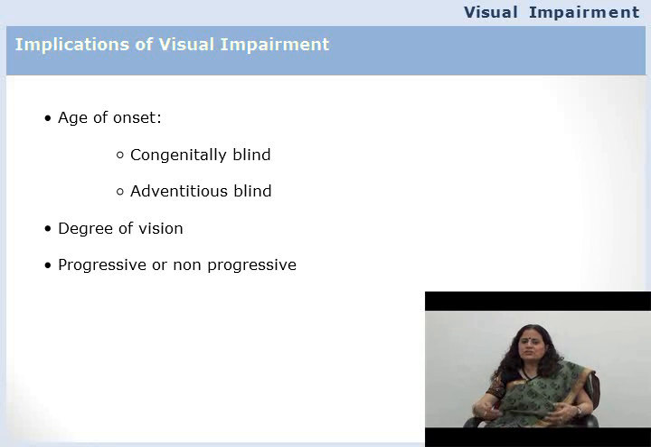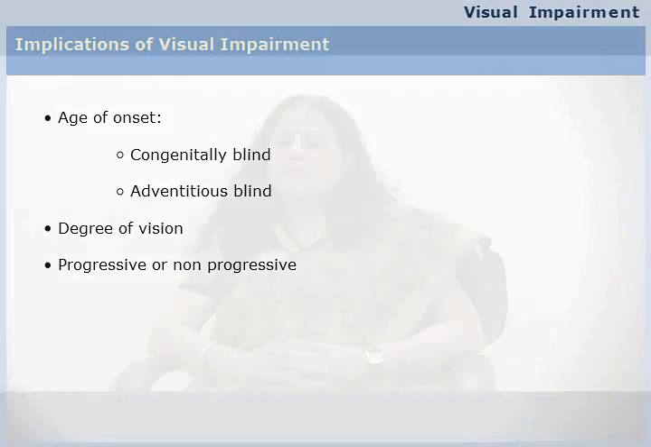For example, I'm a teacher with students in front of me and I'm a totally blind person. The students would quietly walk out of the class and I wouldn't even get to know about it. There are different factors which affect the implications of blindness. For example, a person who is congenitally blind, that means born with blindness, will have some implications, and a person who acquires blindness later in life, who is called adventitiously blind, will have different implications. A person who's born with blindness would not know what he's missing, whereas a person who loses his vision later in life will have great psychological implications.